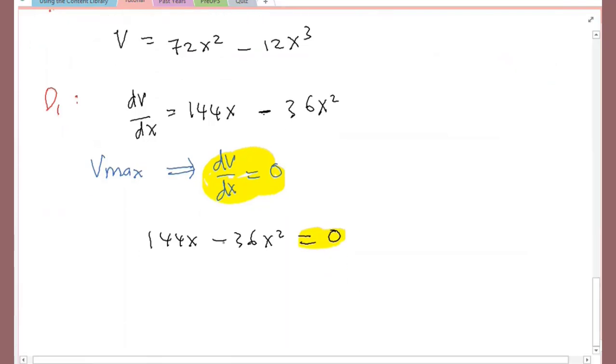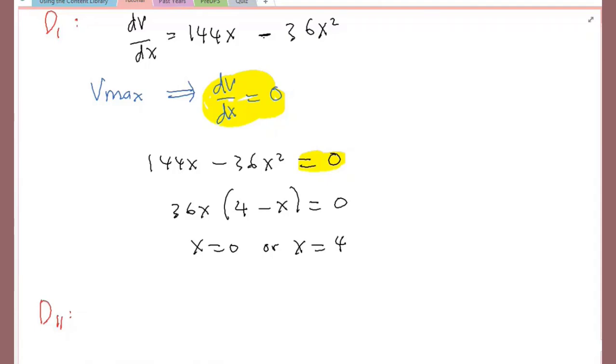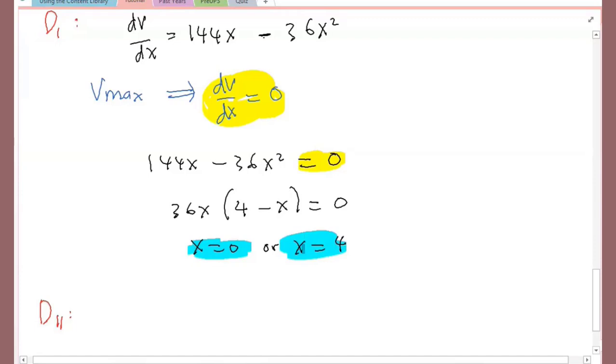What do you get after factorizing? Check. 36x, what? Is it 4? Check: 4 minus x. And x is equal to 0 or x is equal to 4. Now double check this. Then settle. Now the deduct, right? Find the second derivative to test whether, when x is equal to 0 or x is equal to 4, the value is maximum.